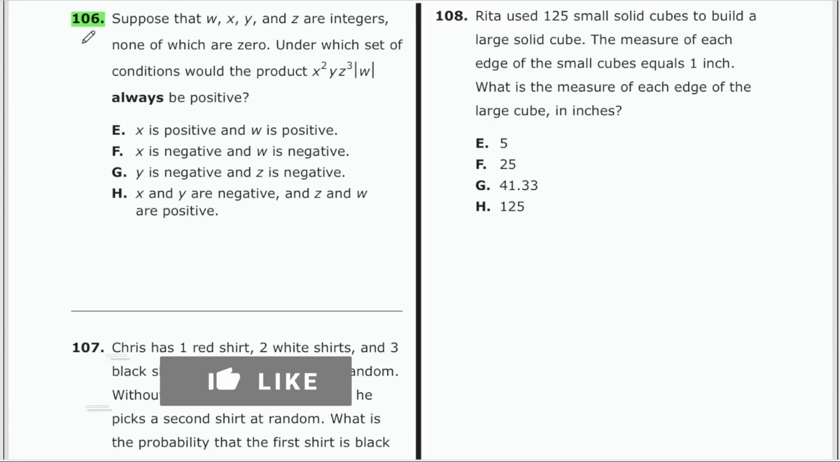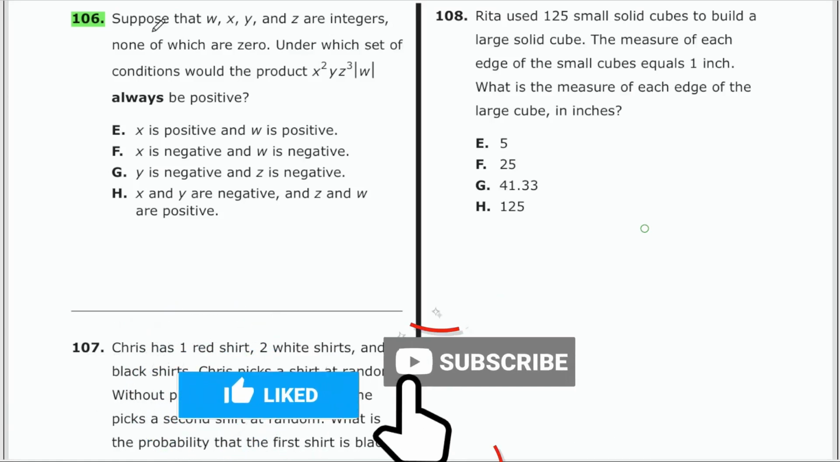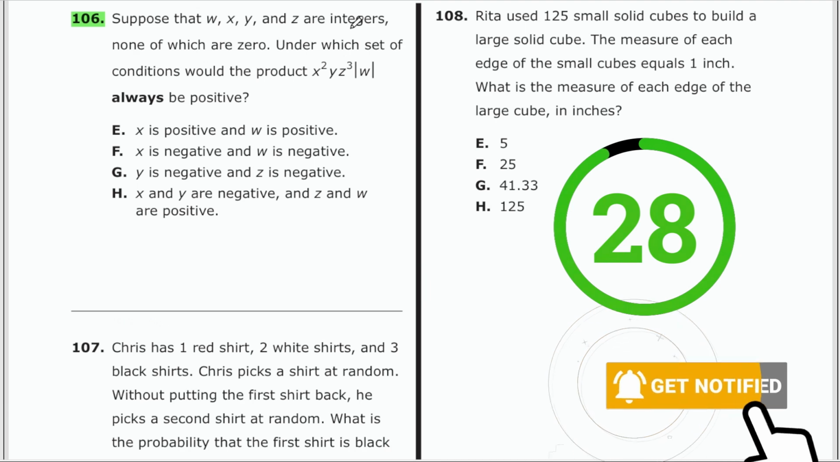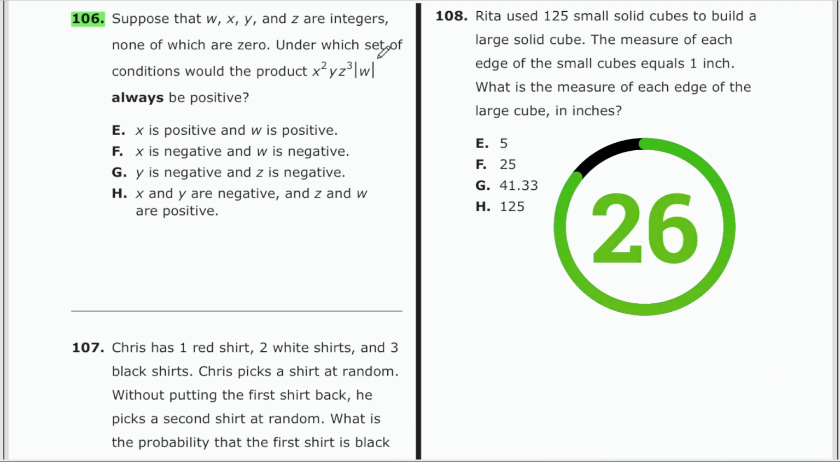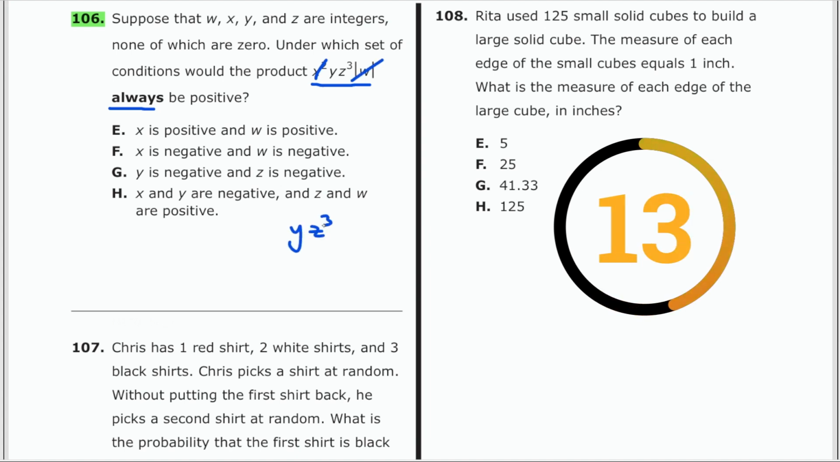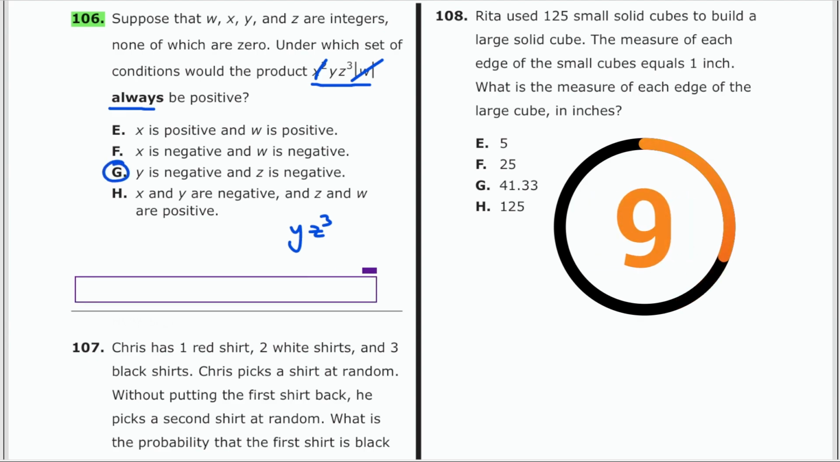So how can you do this problem in 30 seconds or less? Suppose that w, x, y, and z are integers, none of which are 0. Under which set of conditions could the product, and here's the product, always be positive? So this thing is always positive, this thing is always positive, so we're talking about y, z cubed. They either both have to be greater than 0 or less than 0, and the answer is G.